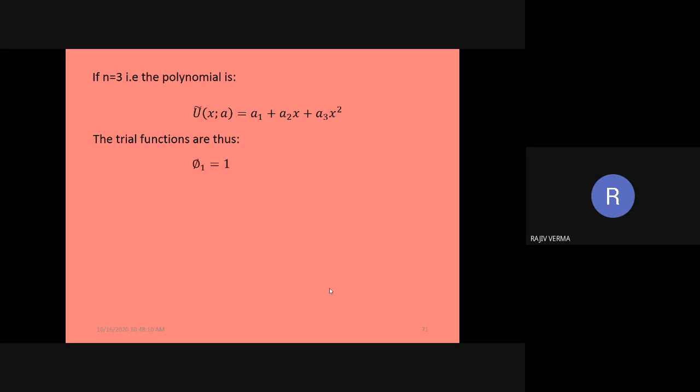For this equation, the trial functions are phi1 is equal to 1, that is the coefficient of a1, phi2 is equal to x, that is the coefficient of a2, and phi3 is equal to x square, that is the coefficient of a3. Since there are three unknowns, a1, a2 and a3, we have three trial functions given by phi1, phi2 and phi3. This stiffness matrix is given by this formula, which requires the differentials of the shape functions.